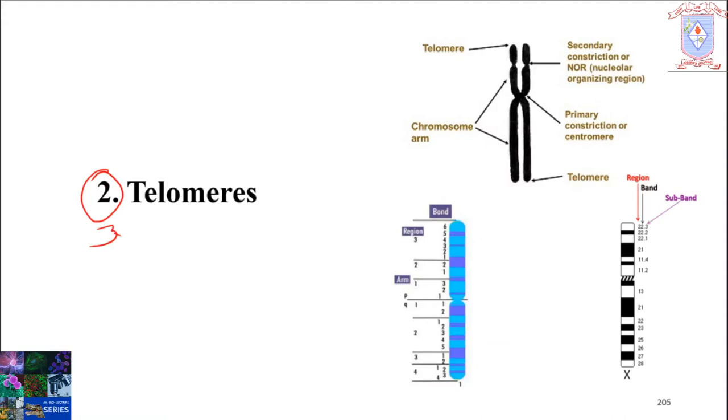The third one is the telomere that caps both ends of the chromosome. Here you can see the telomere, and this telomere caps both ends of the chromosomes.